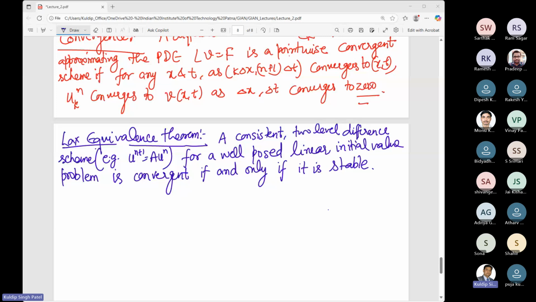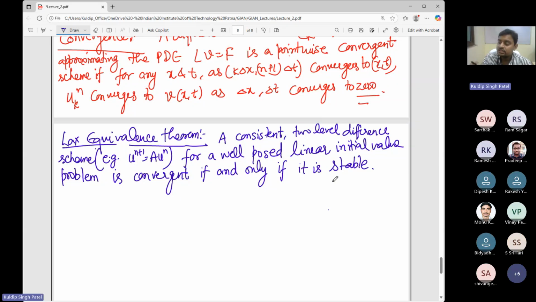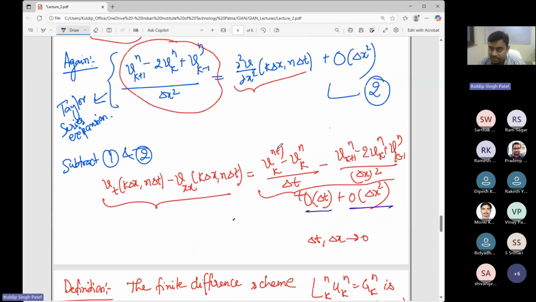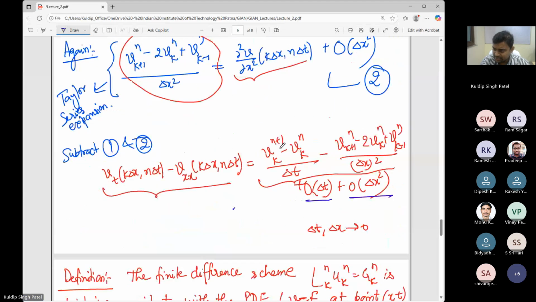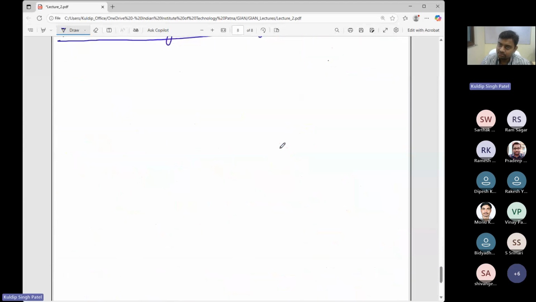All of you agree with me that this one theorem tells you that only two properties you need to prove. Okay, so till here we discussed the consistency, stability, and convergence of finite difference schemes. So now we have a better picture in our mind. What is the better picture?